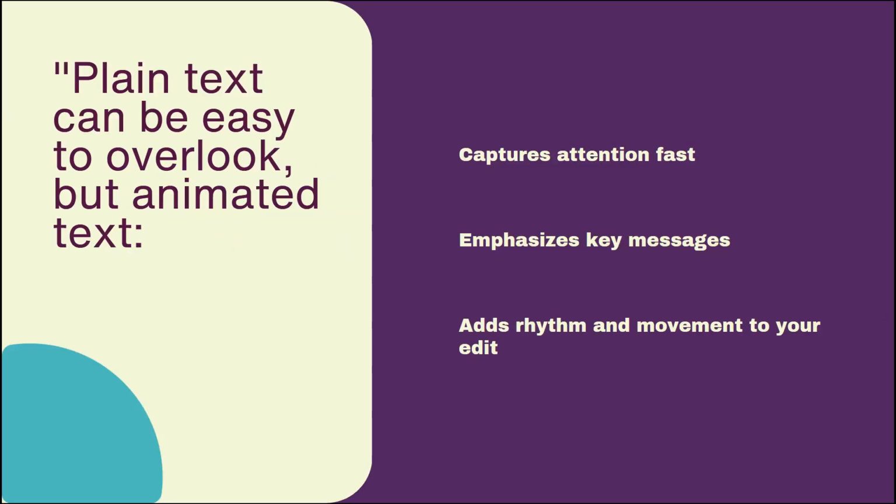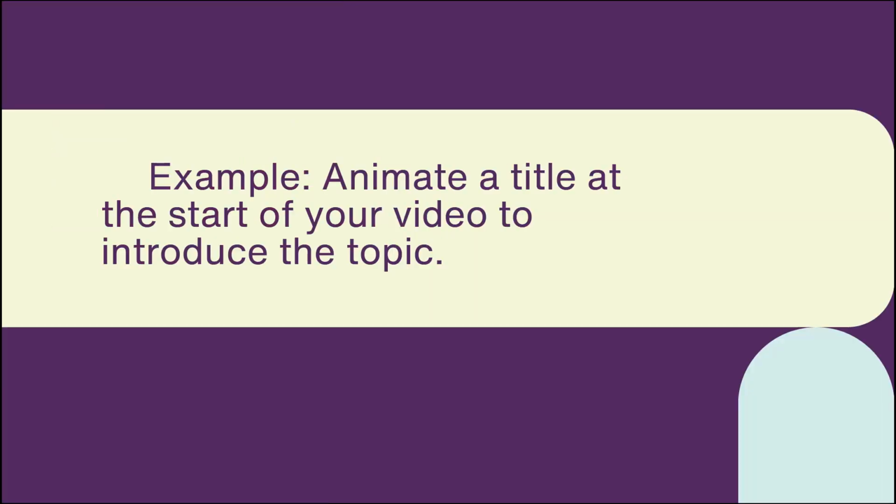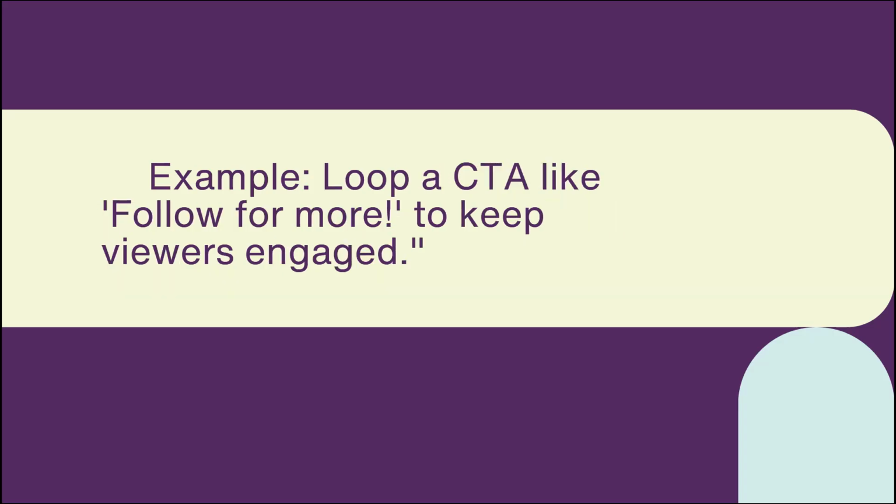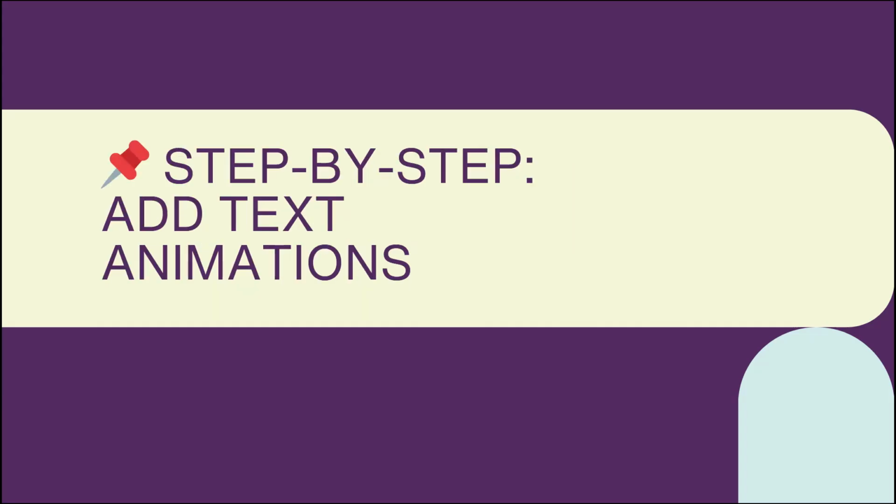Plain text can be easy to overlook, but animated text can capture attention quickly. It can emphasize key messages, and it adds a rhythm and movement to your edit. So for example, you can animate a title at the start of your video to introduce the topic, or use bounce or typewriter effects to highlight quotes or reactions. Or you could loop a call to action like follow for more to keep viewers engaged.